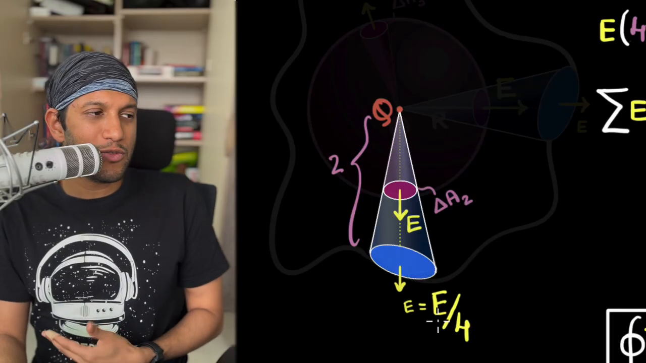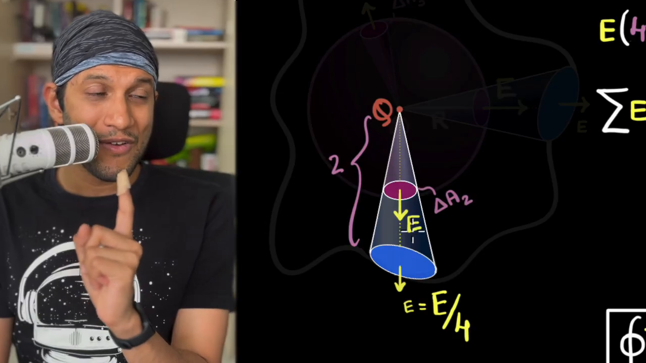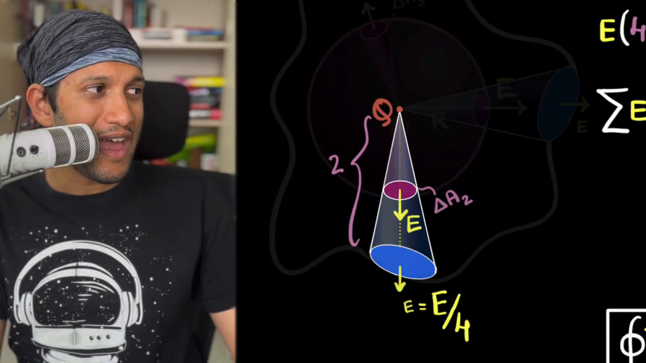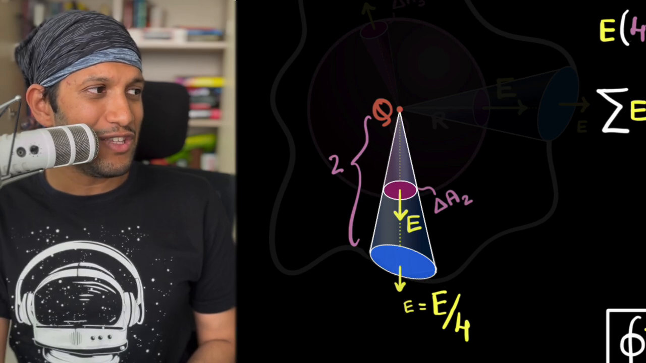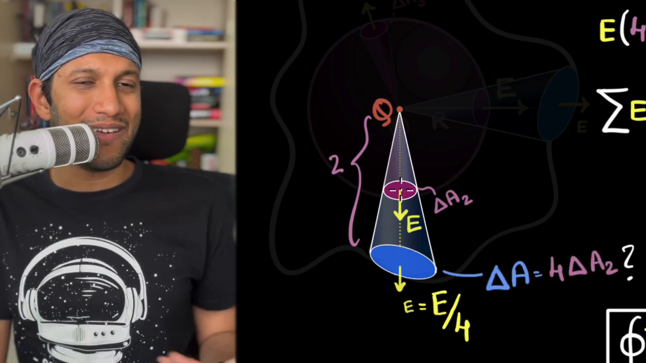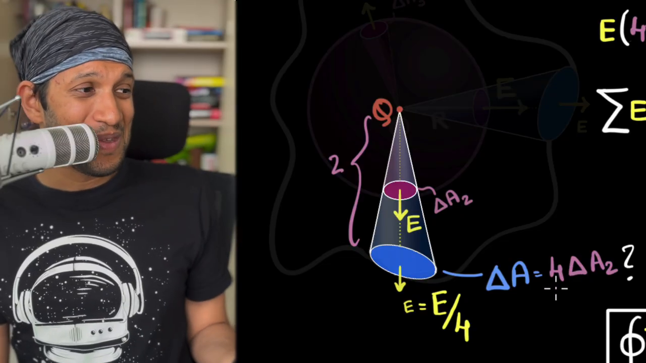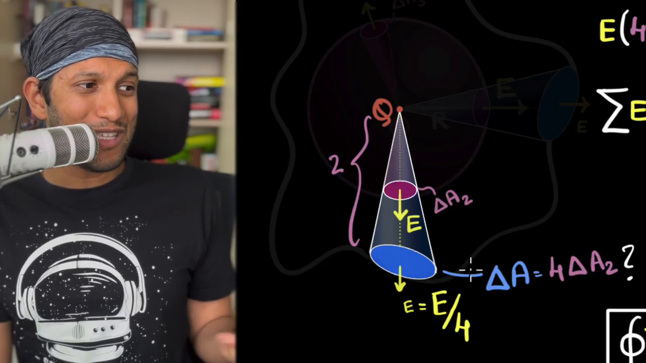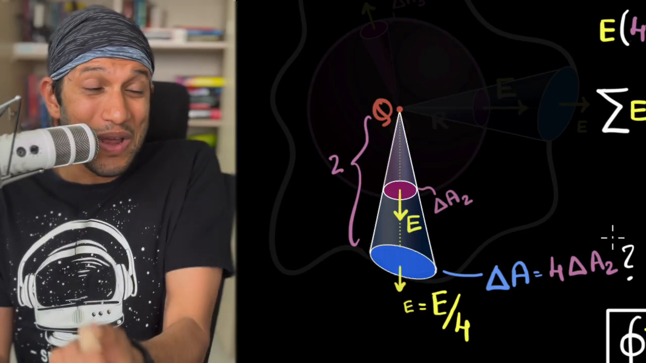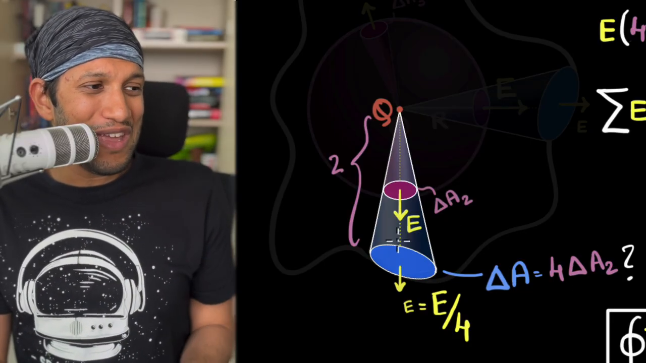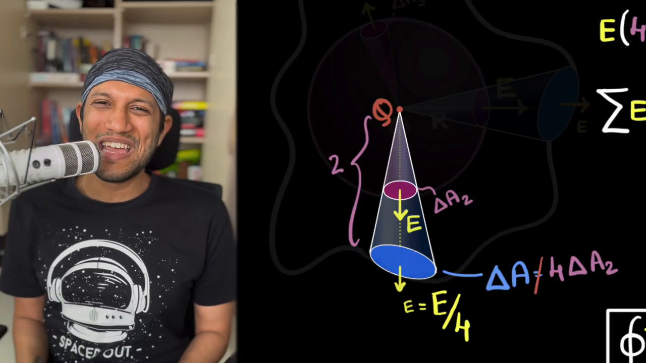And so this electric field is 1/4 of this electric field, which means Feynman is saying that all we have to check now is if this area is 4 times as big as this area. Because then if this is true, we're done. Because the field has become 1/4, area has become 4 times more, so the product will be exactly the same as the product here. And so the question is, will this area be 4 times as much as this area? And Feynman says, no, it won't be.